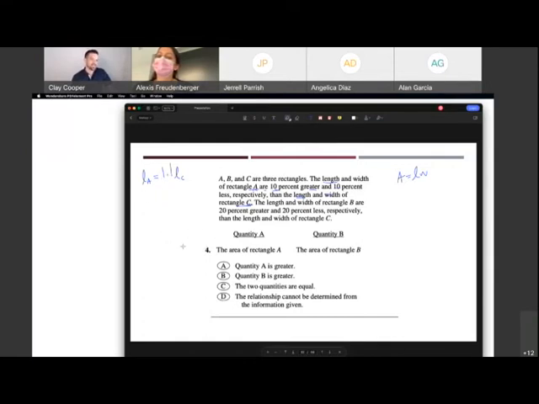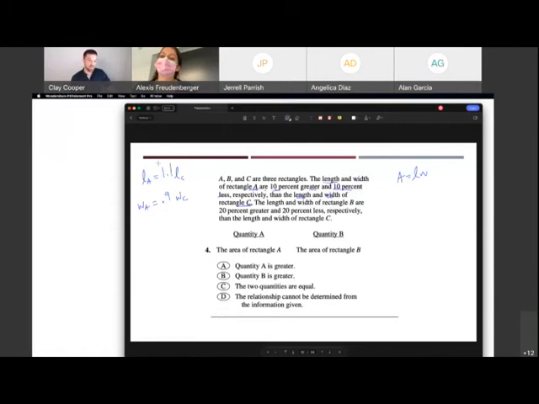Length of A is 10% greater than the length of C. We also know that the width of A is 10% less than the width of C. How do you decrease a quantity by 10%? Multiply it by 0.9, right? There you go.